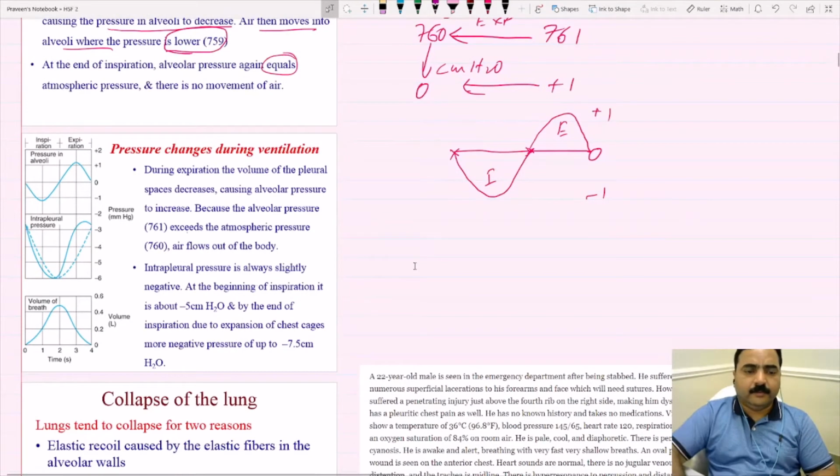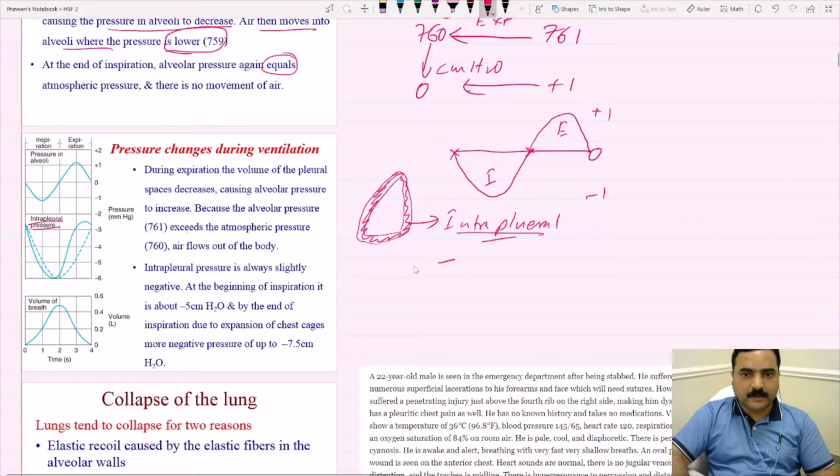Another factor that you need to look at is the intrapleural pressure, which is always kept negative. Intrapleural pressure is the pressure between the parietal and the visceral pleura. If this is your lung, surrounding it you have the pleura, and the fluid present in between the parietal and the visceral pleura is in the intrapleural space. This pressure is always negative. It normally ranges from about -2 to -5.